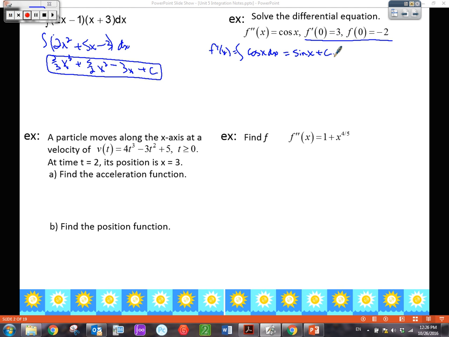Now, we need to find out what c is. Some of you can do it in your head. I'm going to write it out. So we have this piece of information right here. When x is 0, y is 3. So 3 equals sine of 0 plus c. So we know sine of 0 is 0, and so c equals 3. So I know that f prime of x is sine x plus 3. Okay, we okay so far?